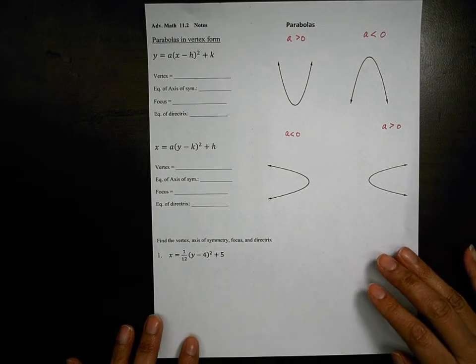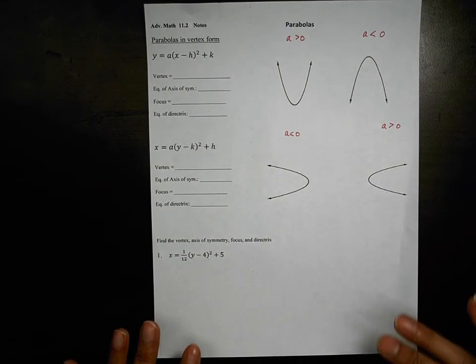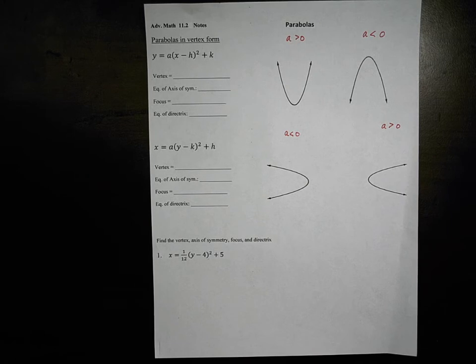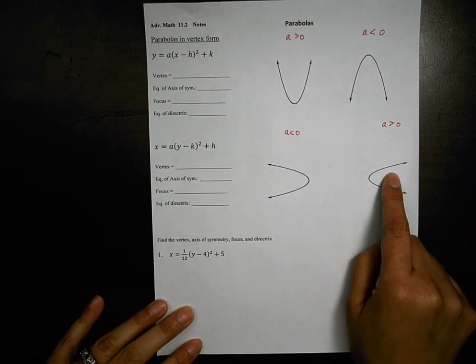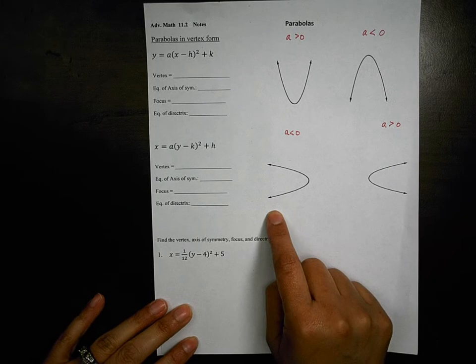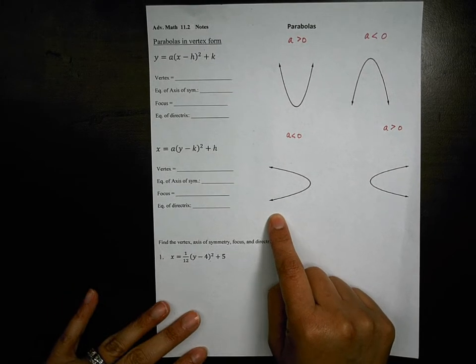This is Advanced Math 11.2 notes. All right, so what we know already is that if it's positive, it's opening up. If it's negative, it's opening down. That's if x is being squared, and if y is being squared. If it's positive, it's opening to the right. If it's negative, it's opening to the left.